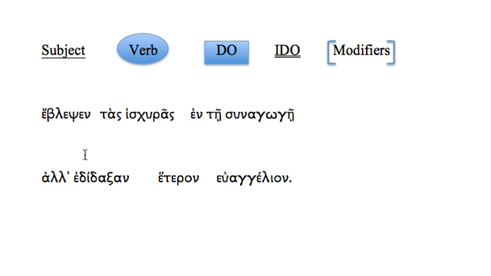Now let's ease the burden of translating a larger sentence by only addressing one clause at a time. So first we will address eblepsen tas ischuros en te synagoge.